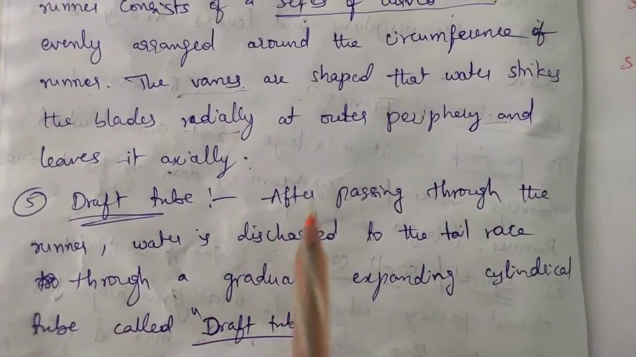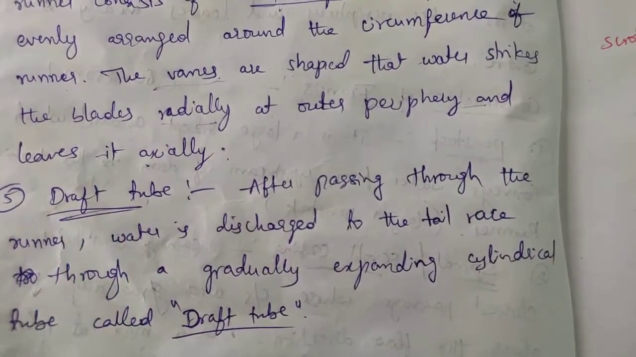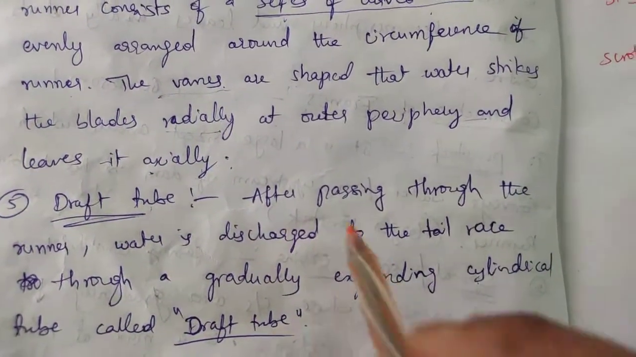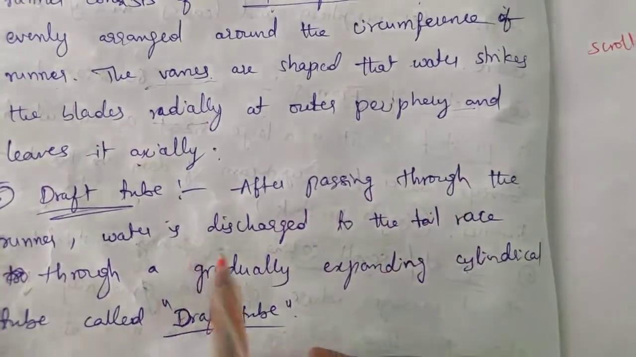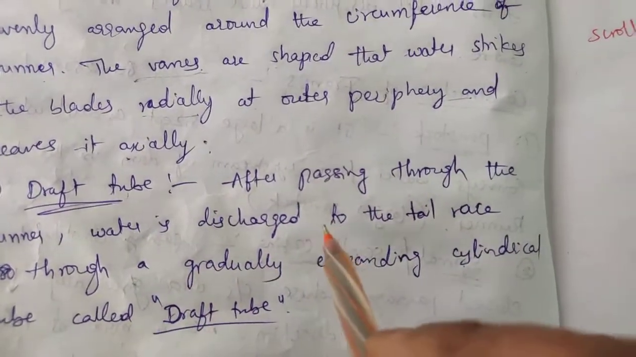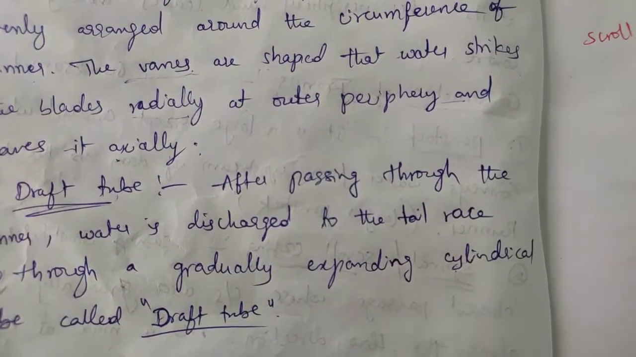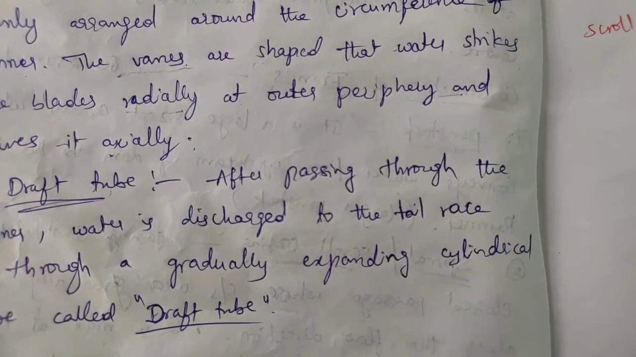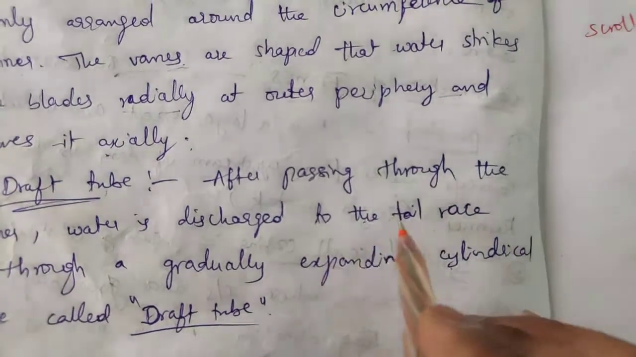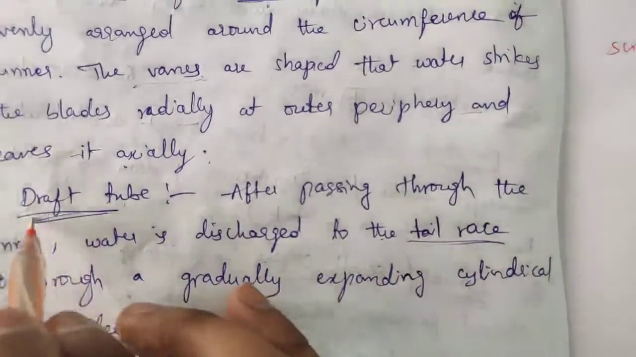Another construction is the draft tube. After passing through the runner, water is discharged to the tail race. That means the used water enters into the tail race through this draft tube.